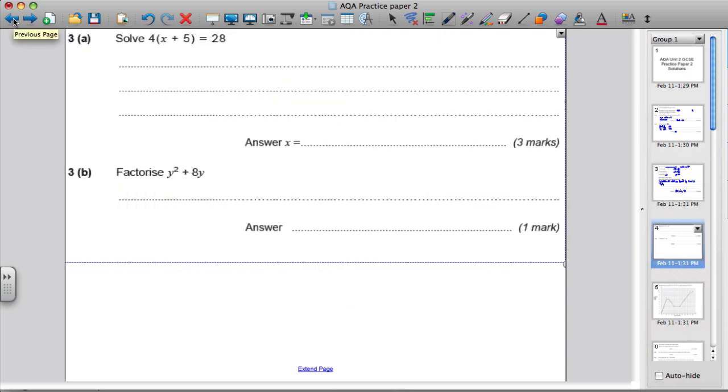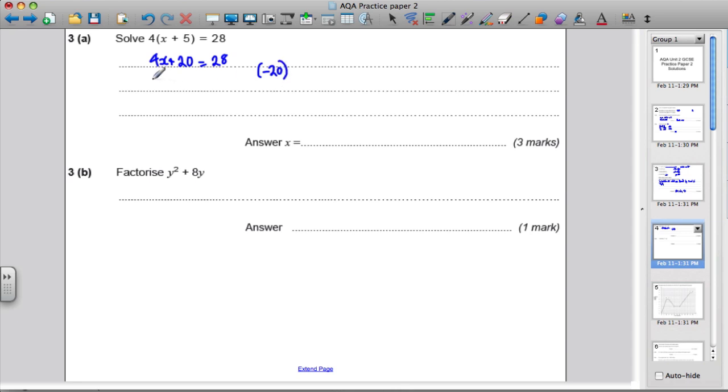Question 3a. Solve the following. Start off by expanding the brackets. 4x plus 20 equals 28. Subtract 20 from both sides to get 4x is equal to 8. Divide both sides by 4 and you get x is equal to 2. Check your answers. 2 plus 5 is 7. 4 times 7 is 28, definitely.